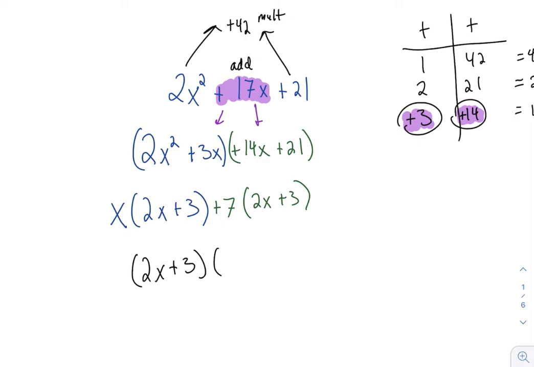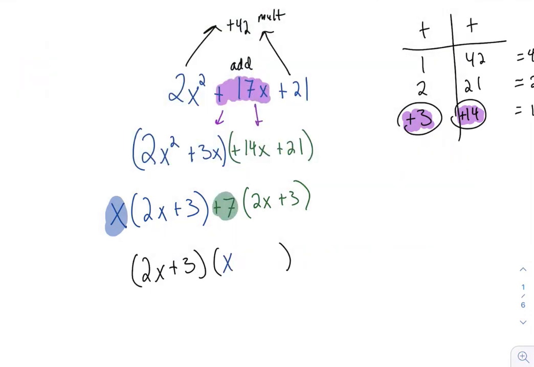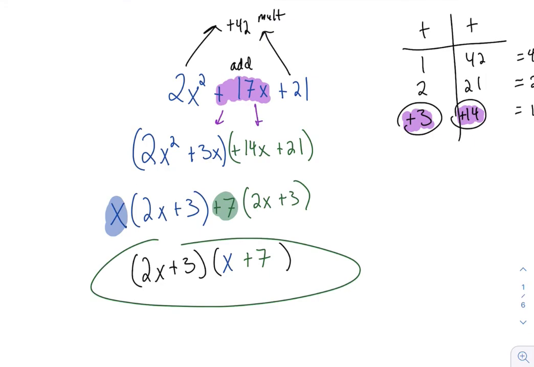And then the other factor in this quadratic, the other binomial, is going to come from the two GCFs. So the first GCF was an x, so that's going to be my first term. And the second GCF was a 7. That's going to be my second term. And then we are done. This is our factored form of 2x squared plus 17x plus 21. Again, you could always FOIL it together or use distributive multiplication to check your answer.